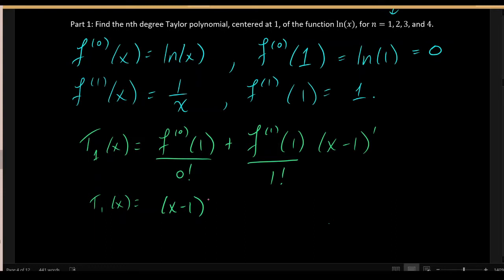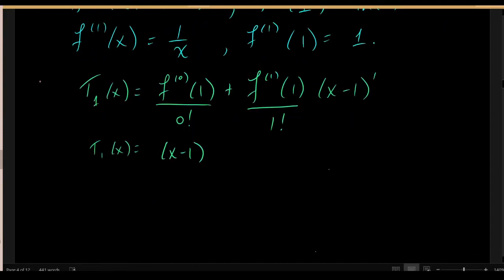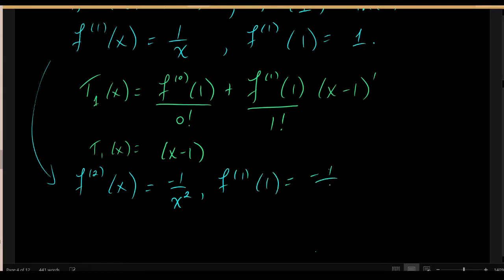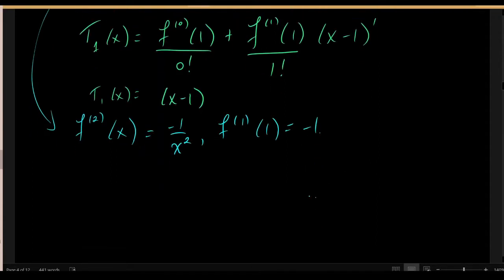So that is the first degree Taylor polynomial, centered at 1 for the function natural log of x. Now, if I wanted to get the second degree Taylor polynomial, I'm going to need information about the second derivative. So if I take the derivative of 1 over x, using the power rule, I get negative 1 over x squared. If I plug 1 into that, then I get negative 1 over 1, which is simply minus 1.